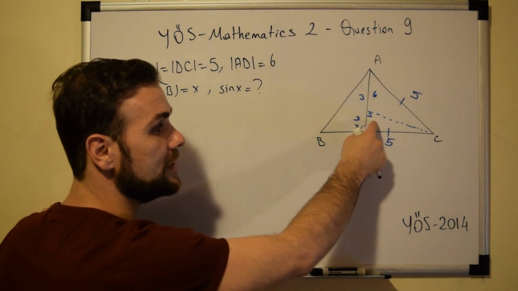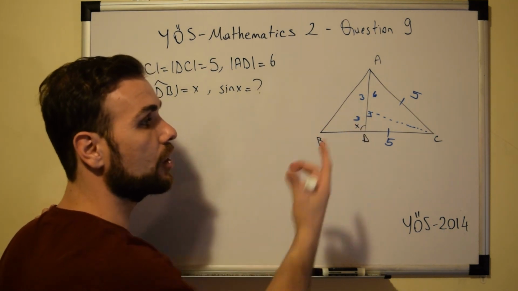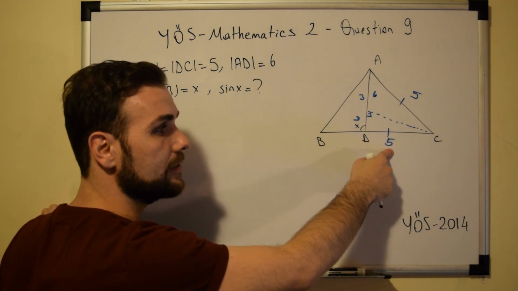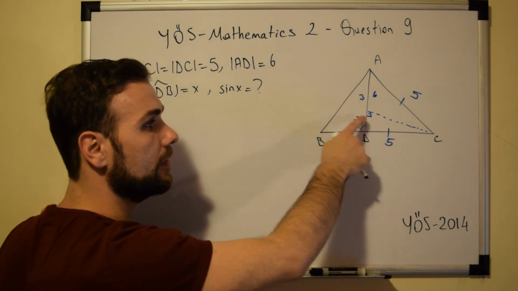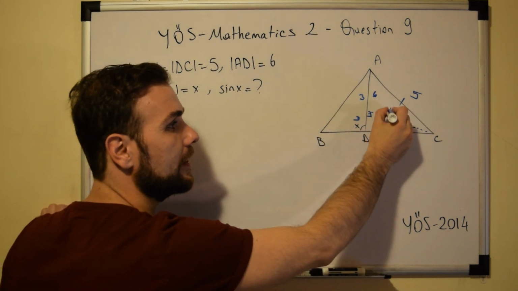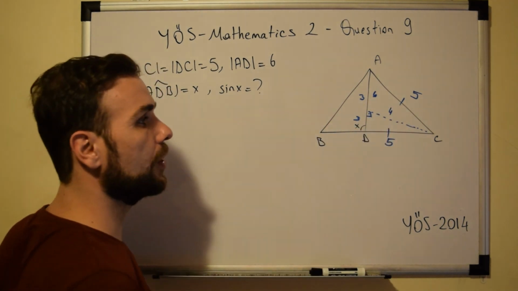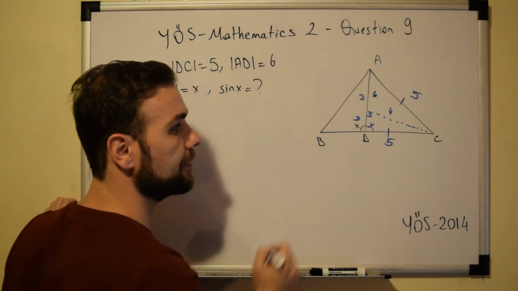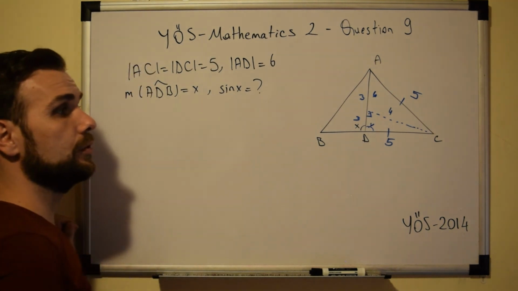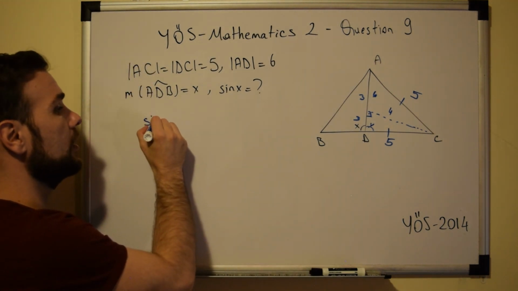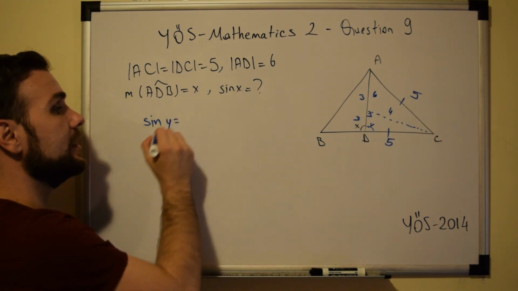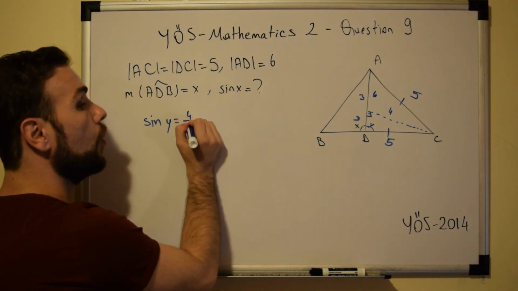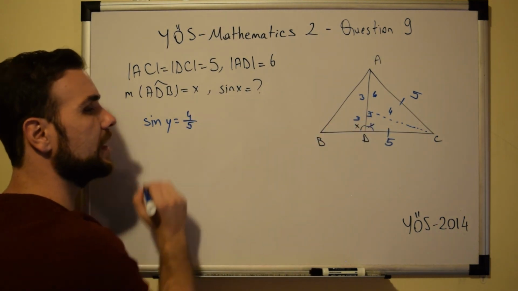We see that we have a right triangle, a common right triangle. Why? Because one of the sides is 3 and the hypotenuse is 5. So when we have a hypotenuse of 5 and a side of 3, we know that the other side will be equal to 4. Now, this angle, I'm going to name it y. Now, what do we know? We know that sine of y is equal to the opposite side, which is 4, over the hypotenuse, which is 5.